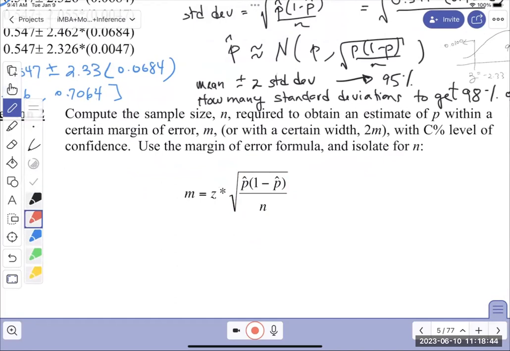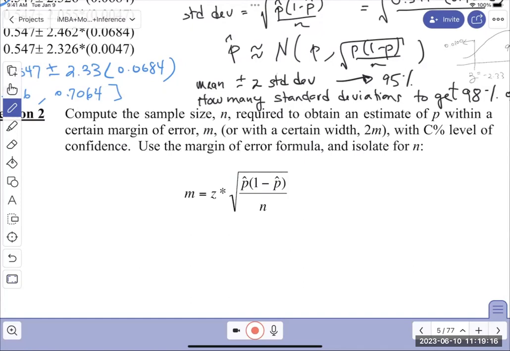And let's talk about the question of what sample size is the right sample size. So what sample size should I take to get a certain level of accuracy? Okay.